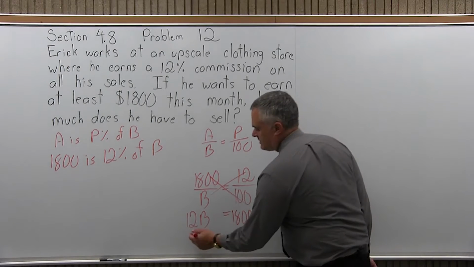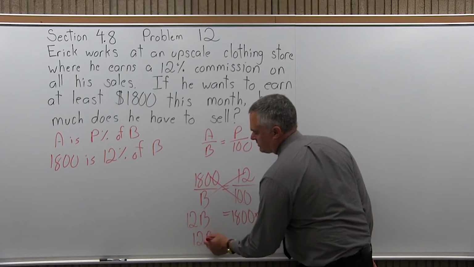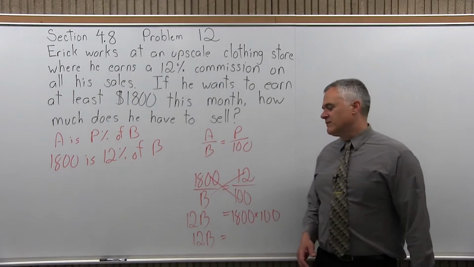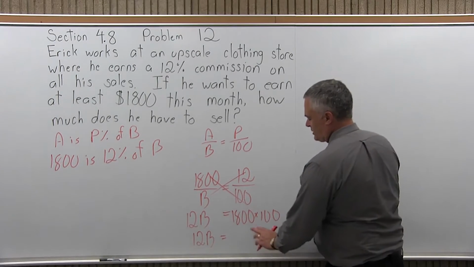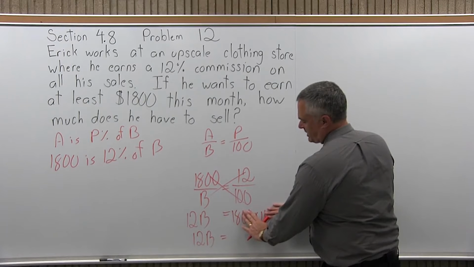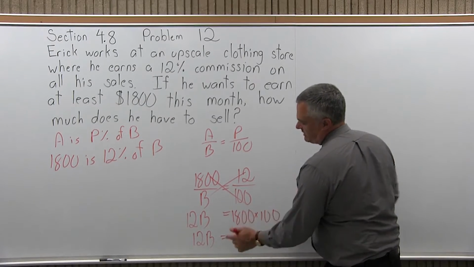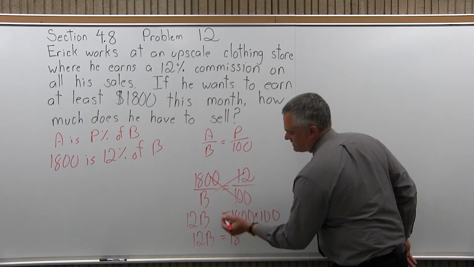And let's simplify the multiplication. 12B equals 1,800 times 100. Those are very big numbers. They're very easy to multiply, though. So just pretend you can't see the zeros for a minute. Only focus on the non-zero numbers, and I have 18 times 1. 18 times 1 is super easy. 18 times 1 is 18.